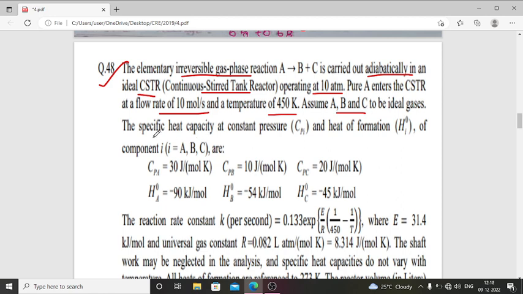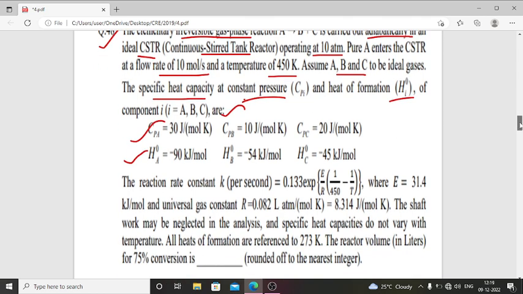The specific heat capacity at constant pressure Cpi and heat of formation Hi naught of components A, B, C are given. Cpa is equal to 30 joule per mole Kelvin, Cpb is equal to 10 joule per mole Kelvin, Cpc is equal to 20 joule per mole Kelvin. Similarly, the standard heats of formation: H naught A is equal to minus 90 kilojoule per mole, Hb naught is equal to minus 54 kilojoule per mole, Hc naught is equal to minus 45 kilojoule per mole. These are the heat of formation values.